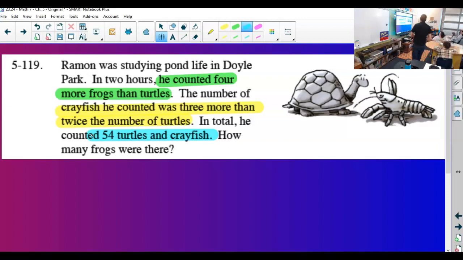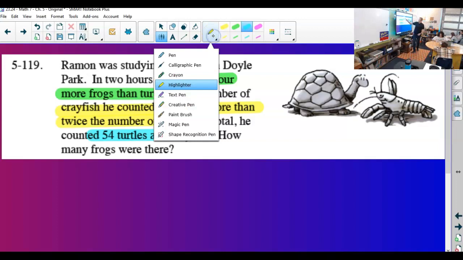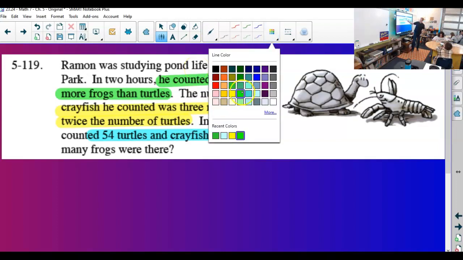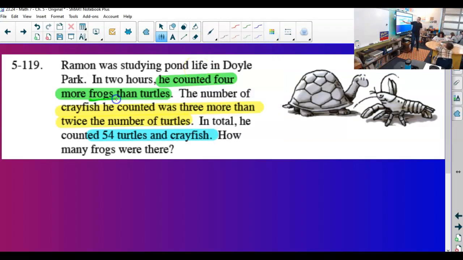Hey, these phrases are a little tricky, so I know I said on your own, but I don't want you to fall in the trap door. This phrase is tricky. He counted 4 more frogs than turtles. So are we talking about the number of frogs or the number of turtles? The number of frogs. So that phrase right there is going to be an F equals what, Donna?